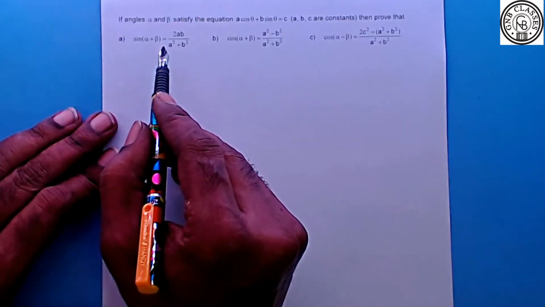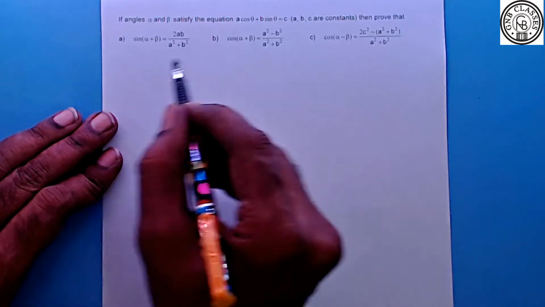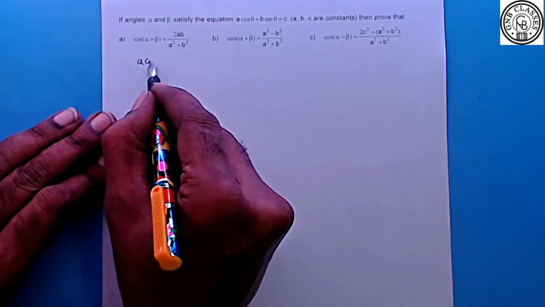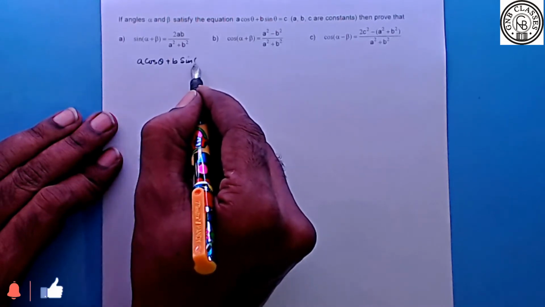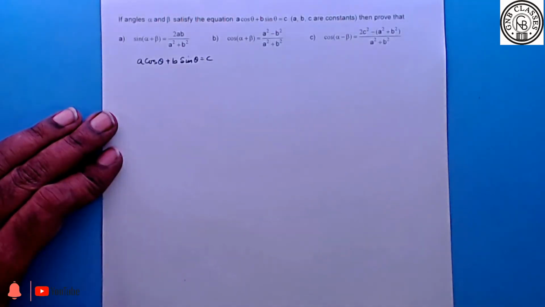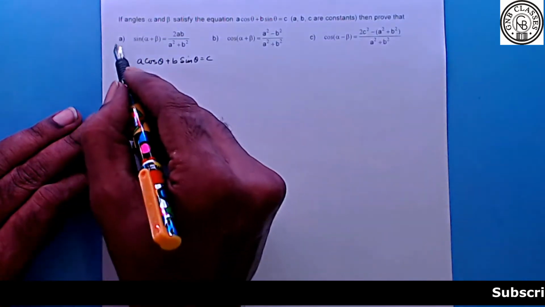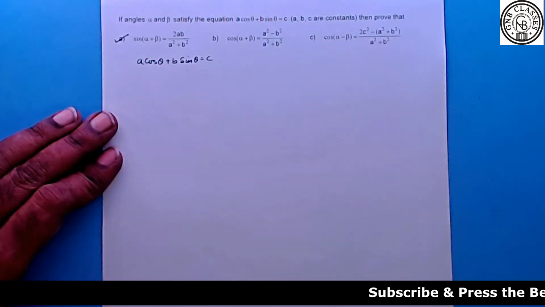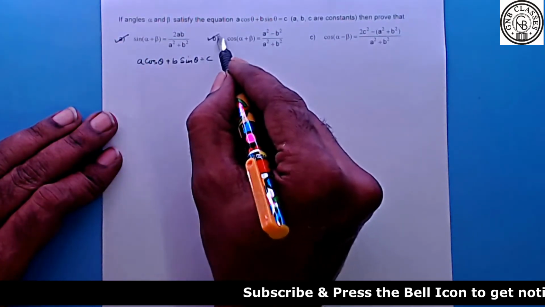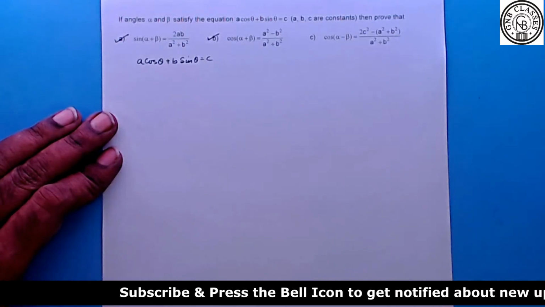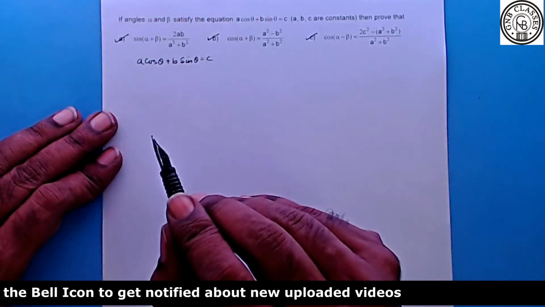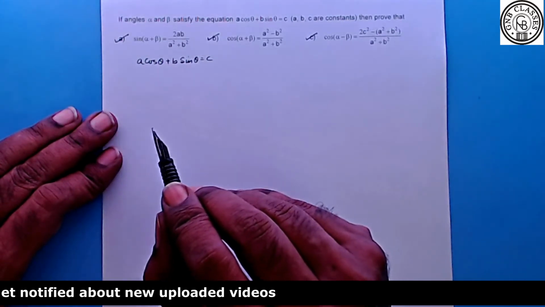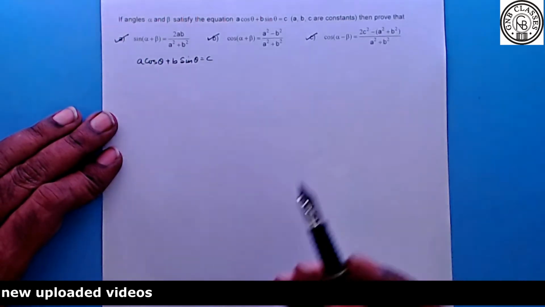Okay. If angles alpha and beta satisfy the equation a cos theta plus b sin theta equals c, where a, b, c are constants, then prove that sin(alpha plus beta) is 2ab by (a square plus b square), cos(alpha plus beta) is (a square minus b square) by (a square plus b square), and cos(alpha minus beta) is (2c square minus a square minus b square) by (a square plus b square).